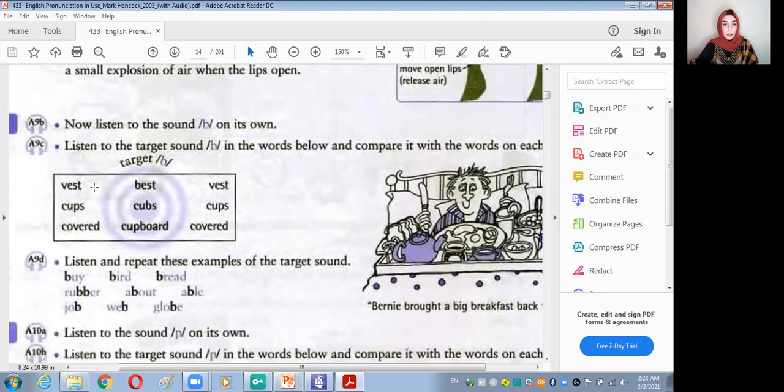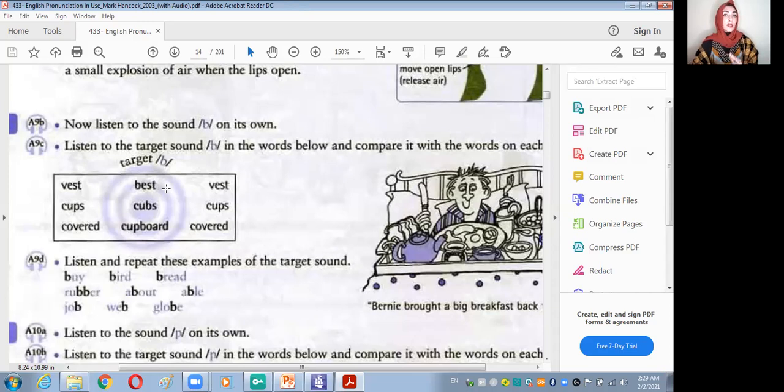Now for the next section, we need to pronounce the target sound, which is the b sound first, and then we will make a comparison between this sound and other sounds that can be found in similar words. Okay, let's consider the first pair of words, b, b. This is the sound on its own first. Best, best. This is the first word here that you can see in bold.